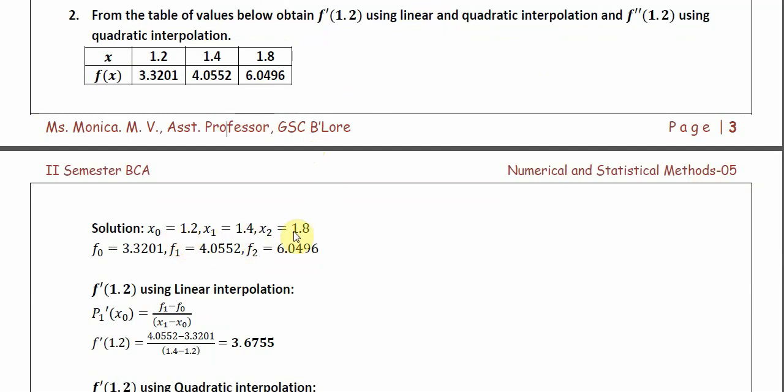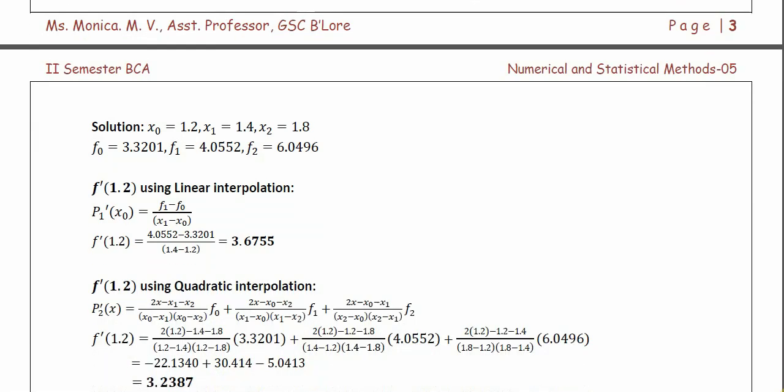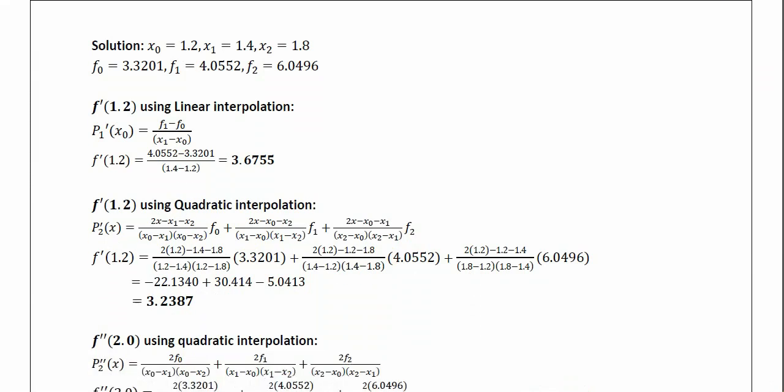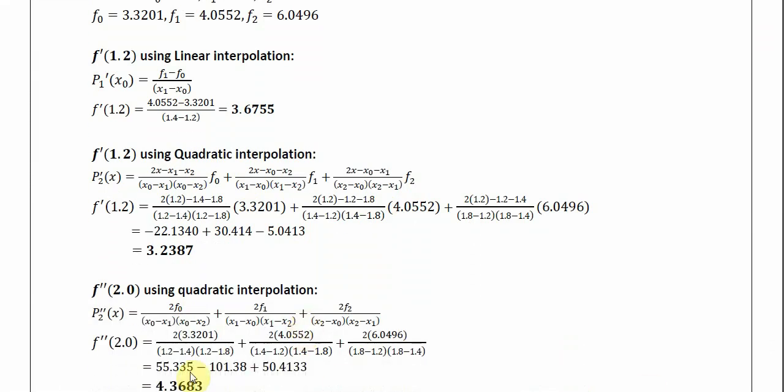Okay, so x0, x1, x2 is done. f0, f1, f2 is written down. We have written the formula, first derivative using linear. This is the formula. Substitute and simplify. First derivative using quadratic interpolation: write the formula, substitute and simplify. Similarly, f double dash using quadratic interpolation: write the formula and simplify.